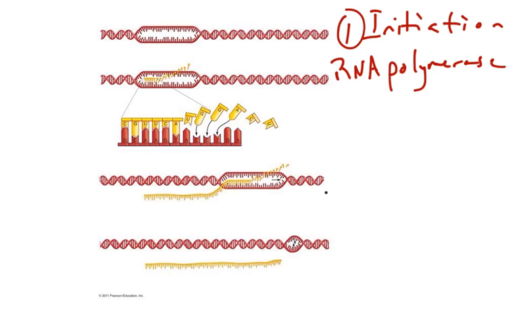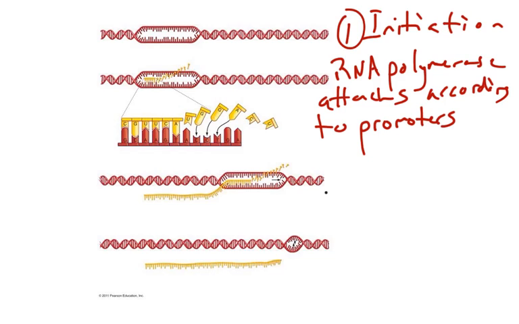Now where does it attach? RNA polymerase attaches according to what we call the promoter site. The promoter site is a site where there is a sequence of nucleotides, so a sequence of DNA. Let's say the promoter site is right here, where that green is. Proteins are going to bind there, and that's going to tell the RNA polymerase enzyme to bind right in front of it and start coding.